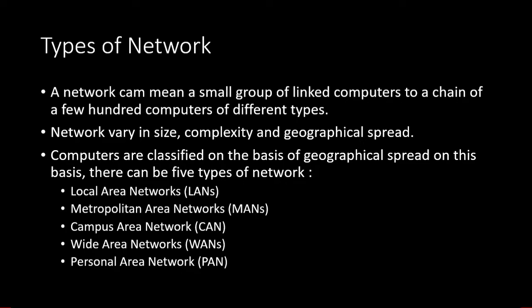How they are connected to each other means whether they are connected in a single simple chain or in a series, or they are connected in a web form, a complex web form. So all these things give the complexity to the network, and how much of the area it is covering will decide the geographical spread. So let's discuss the types of the network on the basis of the geographical spread, that is how much of the area it is covering.